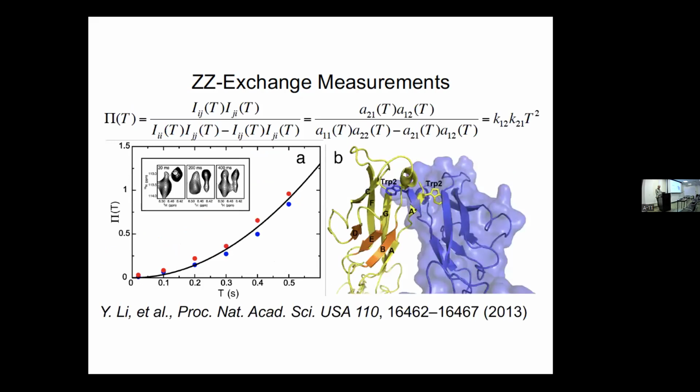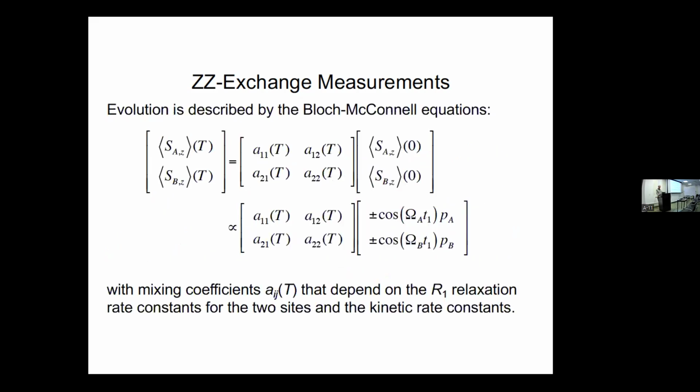So here's some data. At low mixing time, we just see the two peaks. And then as the mixing time increases, we see the cross peaks. And most fitting software takes the 4 peak intensities as a function of time and analyzes them simultaneously using basically an equation like this.